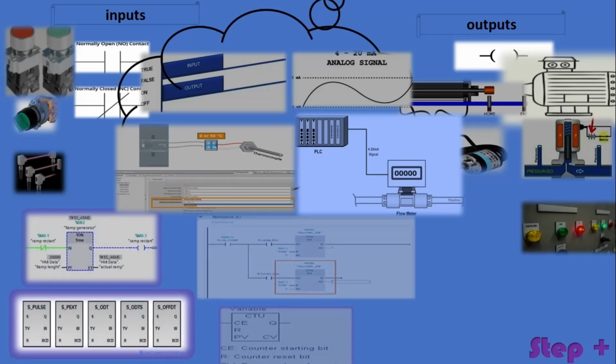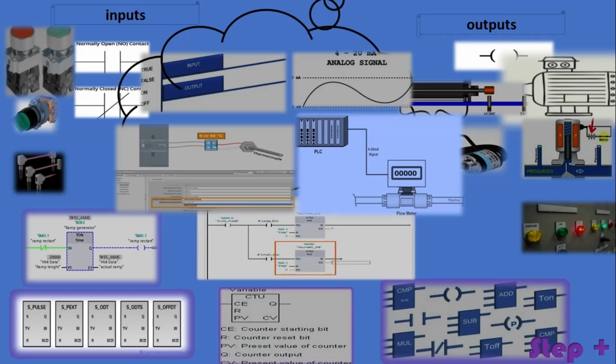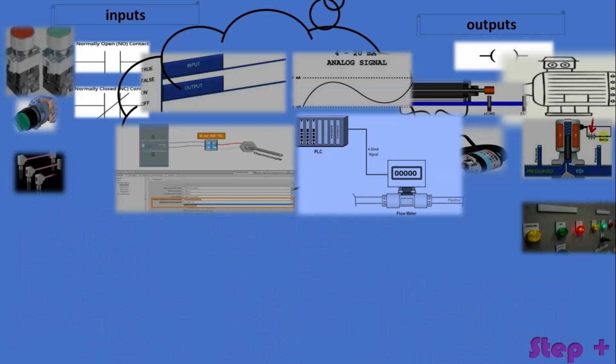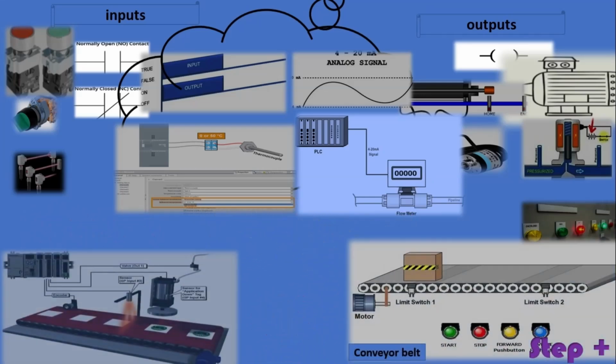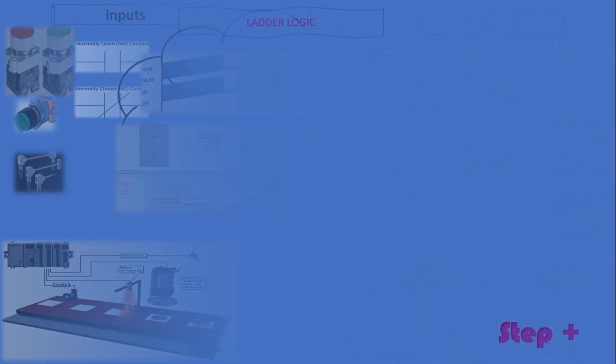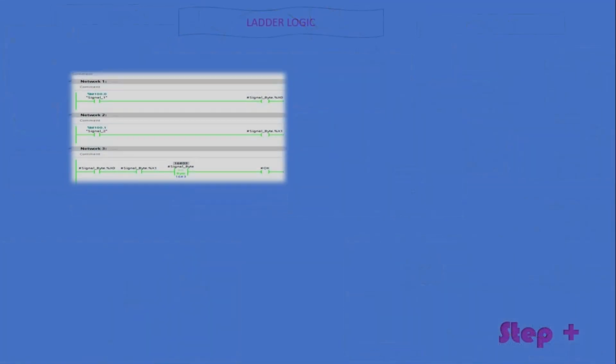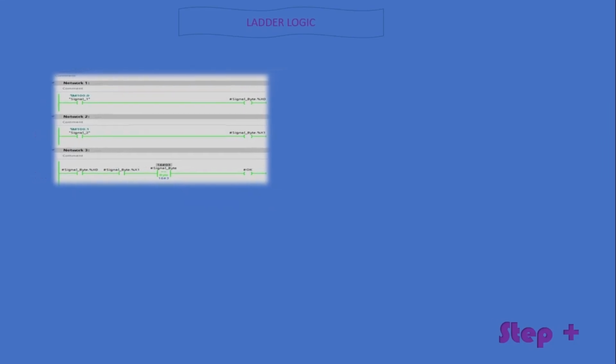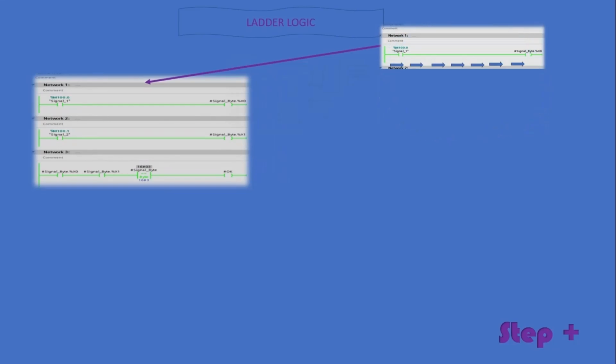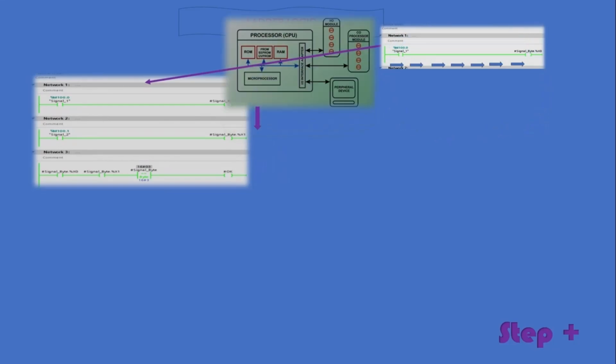Box instructions such as timers, counters, and arithmetic operations, among other useful instructions with no equivalent physical devices, make up the core of the PLC program, deciding the control of the outputs based on the inputs. The PLC program in ladder logic is made up of networks. Each network holds a set of instructions. The program is executed by the CPU instruction by instruction from top to bottom.